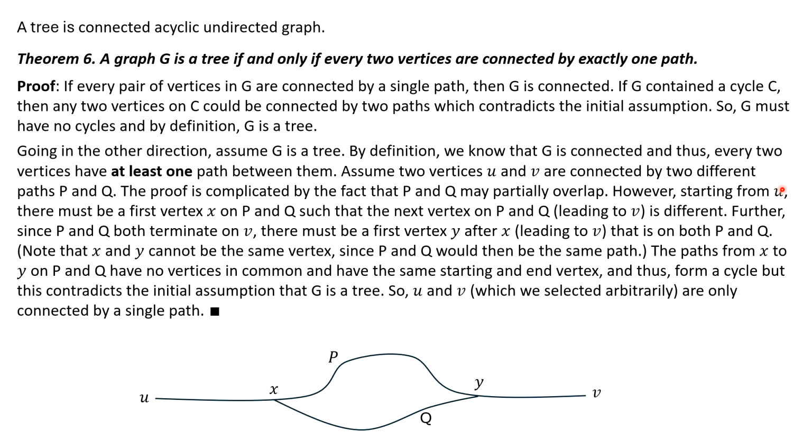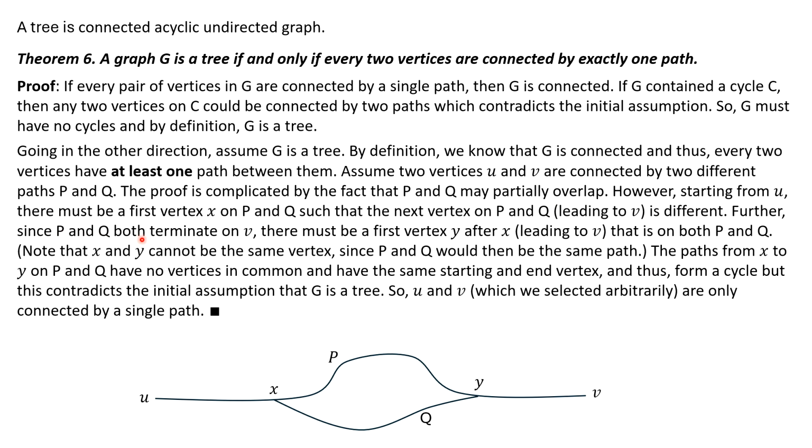However, starting from U, there must be a first vertex X on P and Q such that the next vertex on P and Q leading to V is different. So in other words, you have overlapping up to some initial point X, and then you go from there, P and Q separate.